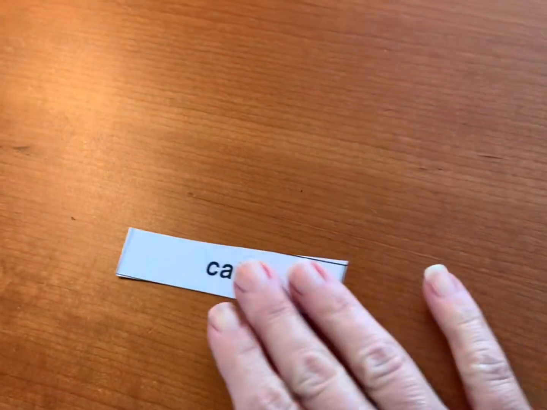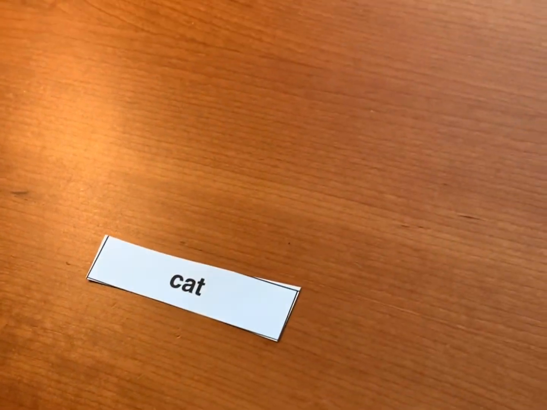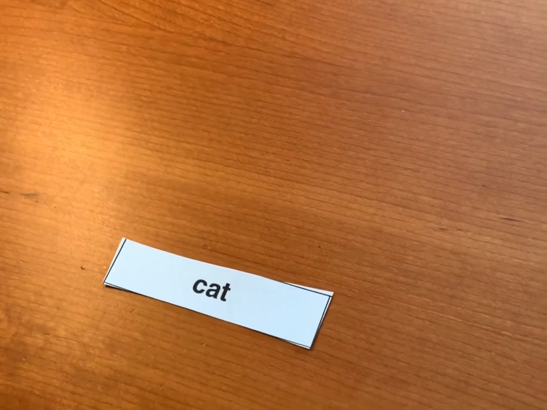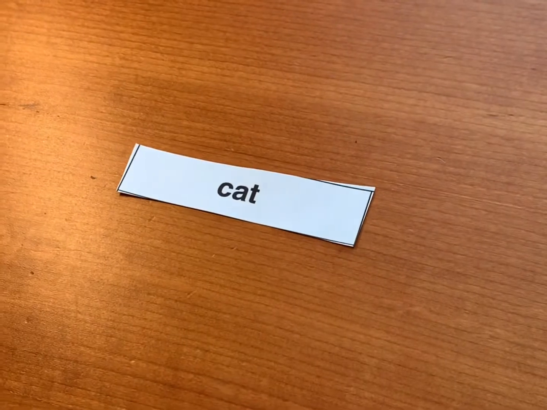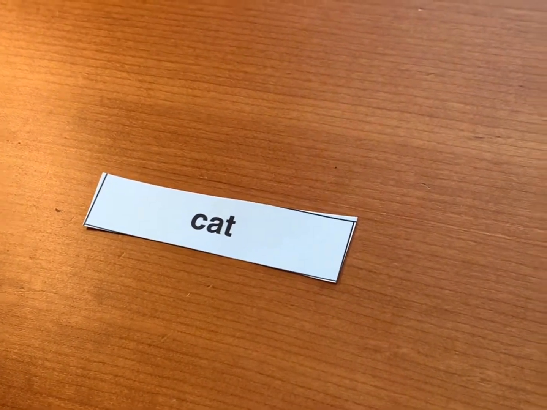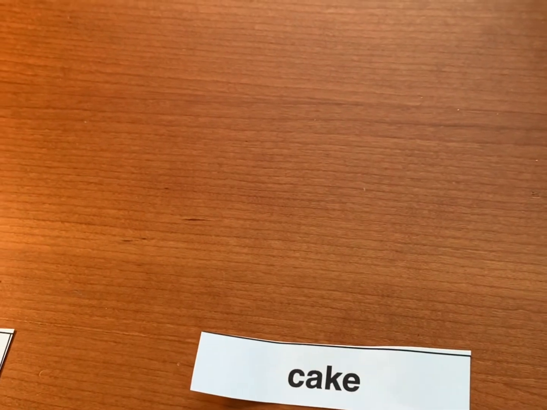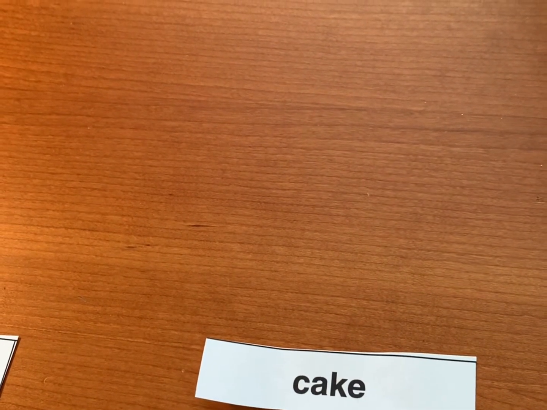All right, now that we have our words, we're going to sort them. So some are going to go in the cat pile. Cat says the short A. And then we're going to have a second pile for cake. Cake has the long A. So I want you to use your ears and listen to the vowel sounds in the words and sort them by the sounds in cat or cake. So let me show you.